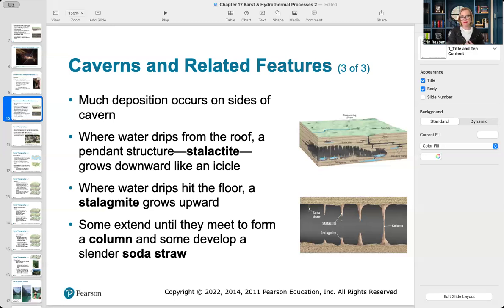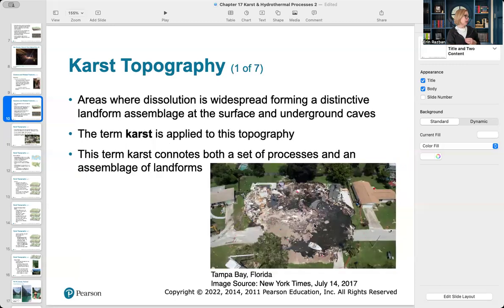Other speleothems include flowstone, which is like a sheet deposit on the walls. Cave pearls are formed when water drips onto grains of sand. And helictites are twisted formations that seem to defy gravity. I don't have any pictures of these to show you. Each one of these requires specific conditions to form, making every cave very unique. All right, so those are caverns.